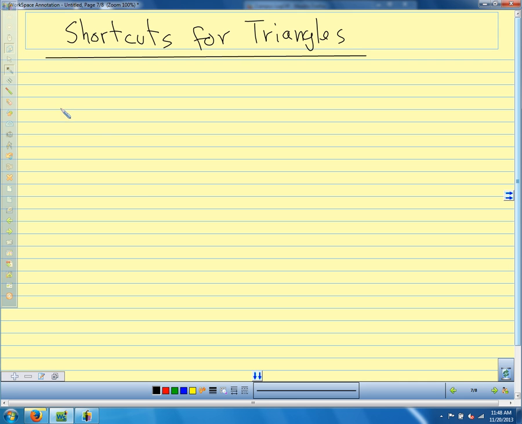So the first one is on your graphic organizer up in the upper left. It says SSS. SSS stands for side, side, side. And our side, side, side postulate, all of these are postulates, is that if the sides of one triangle are congruent to the sides of another triangle, then the two triangles are congruent.